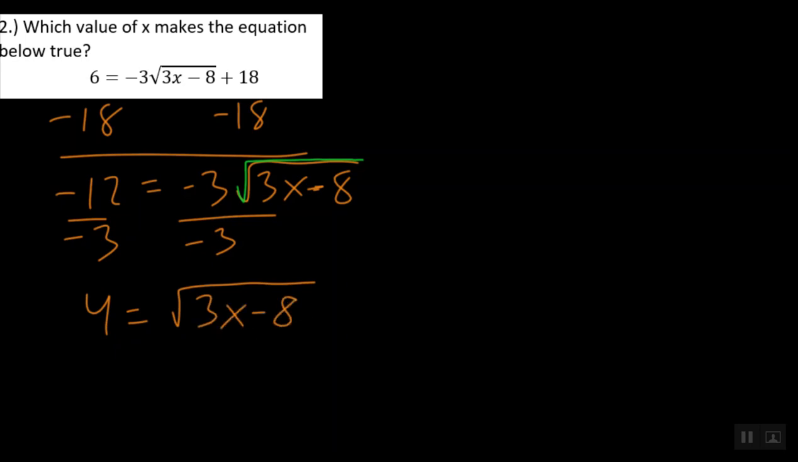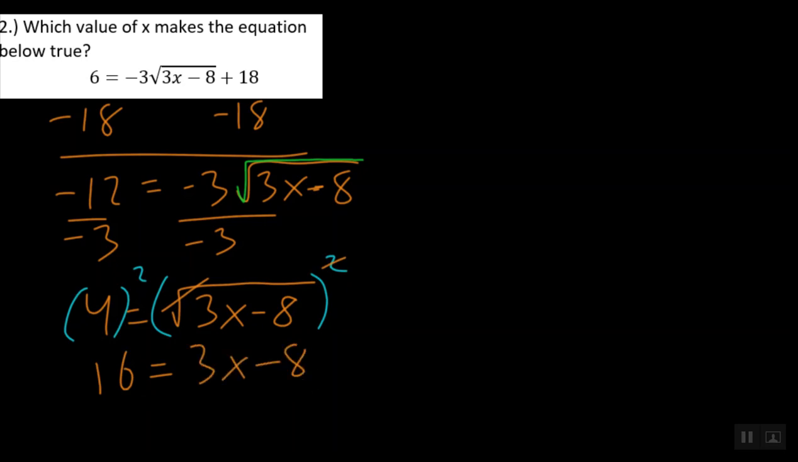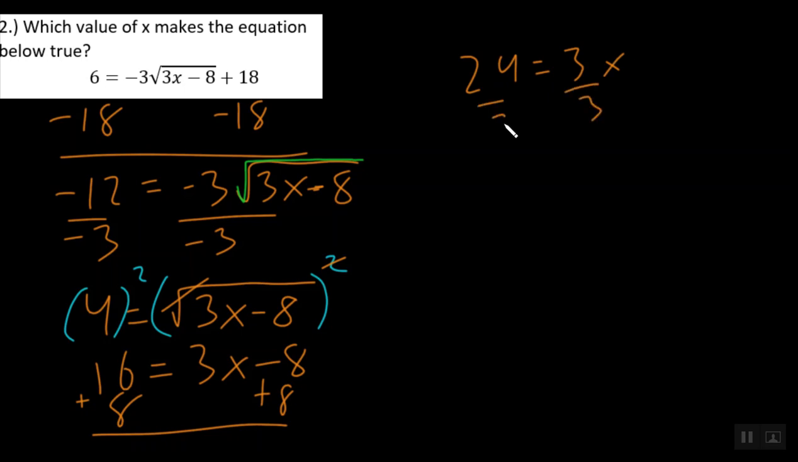Now, from here, how in the world do you get rid of a square root? Well, all you have to do is square both sides. And I see here that 4 squared gives me 16, is equal to my square root and my square cancel, 3x minus 8. Well, when solving for x, we ask, do we get rid of the 3 or the minus 8? And here, to get rid of the minus 8, we have to add 8 to both sides. 16 plus 8 is 24, is equal to 3x. And we get rid of the 3 by dividing, and x equals 8.